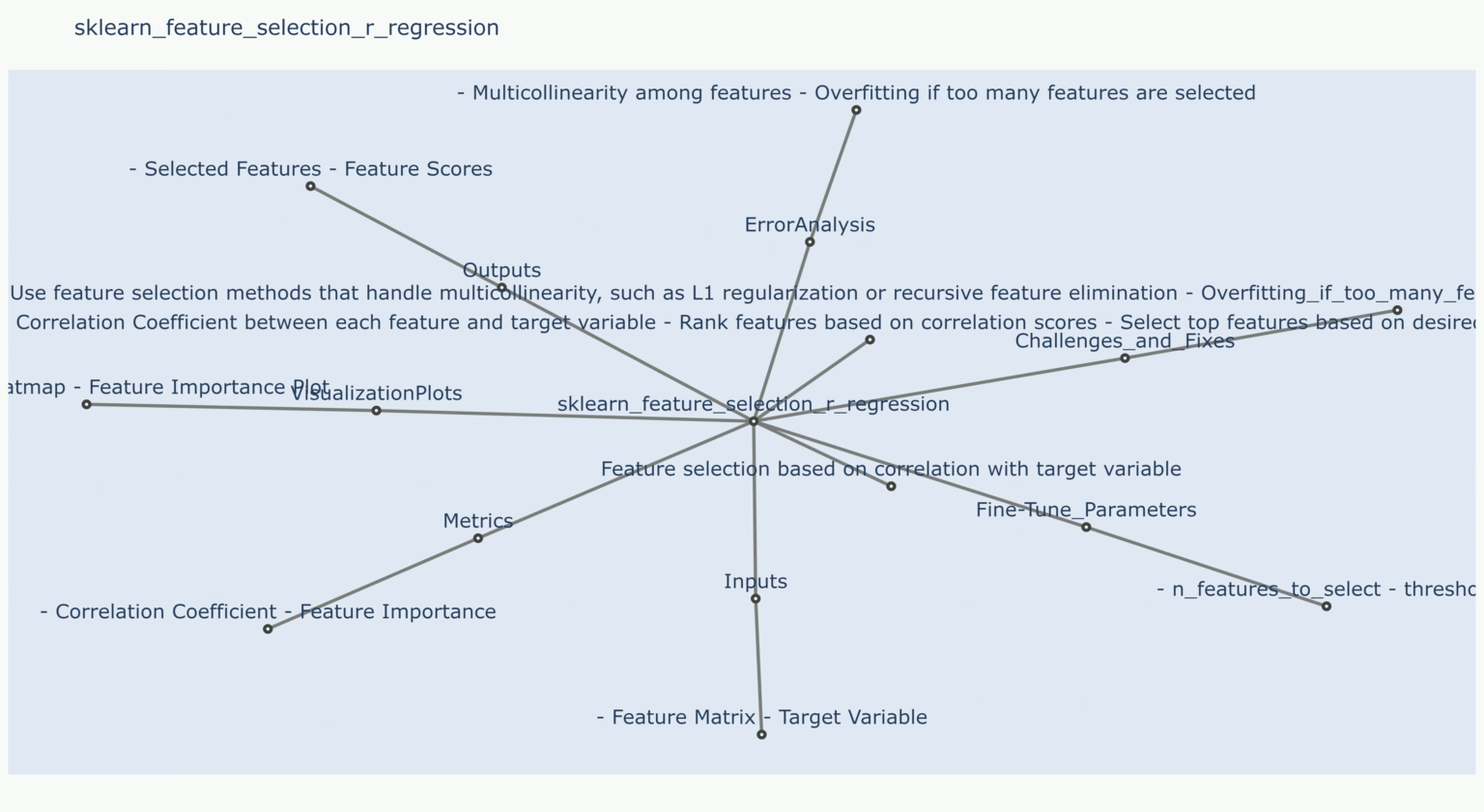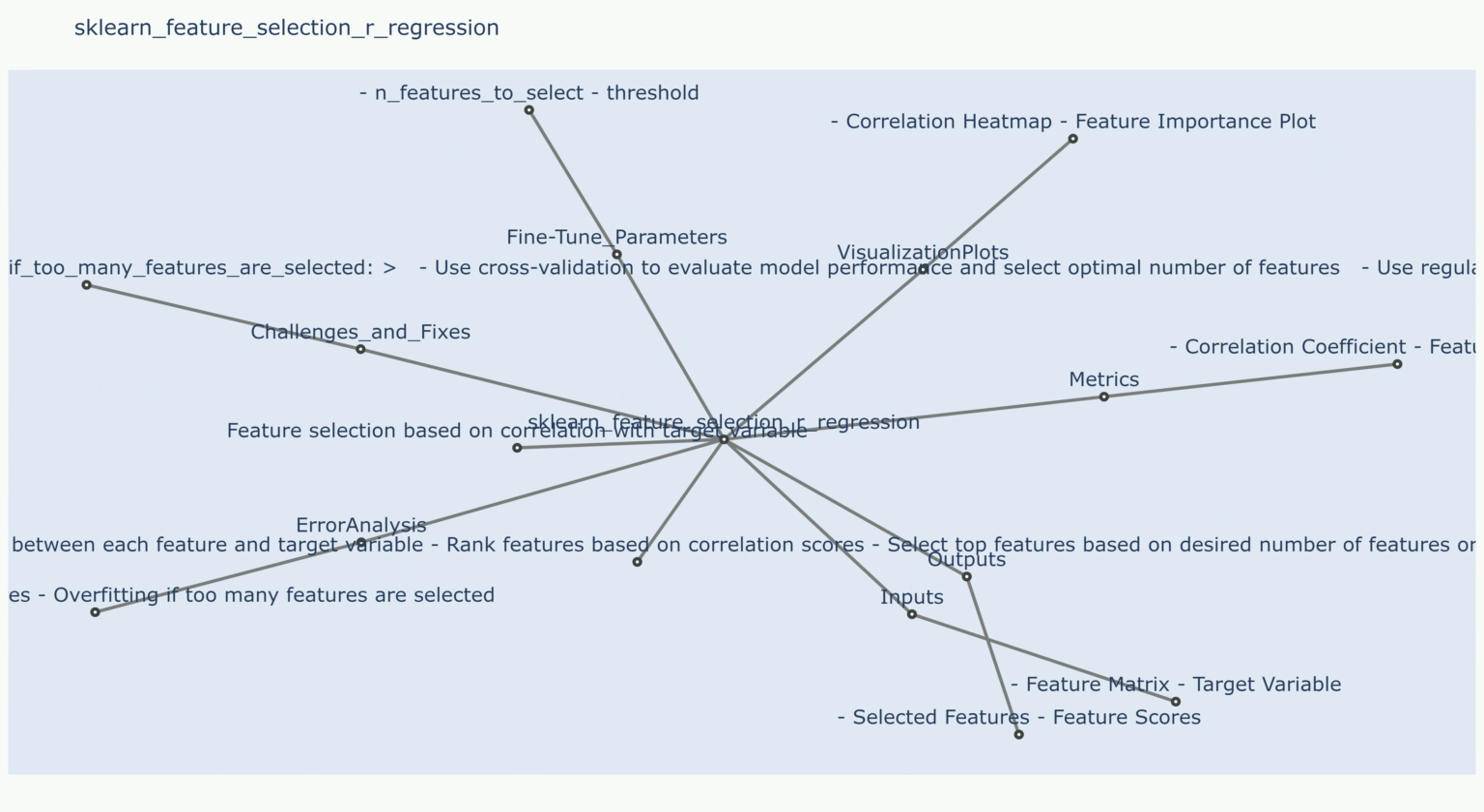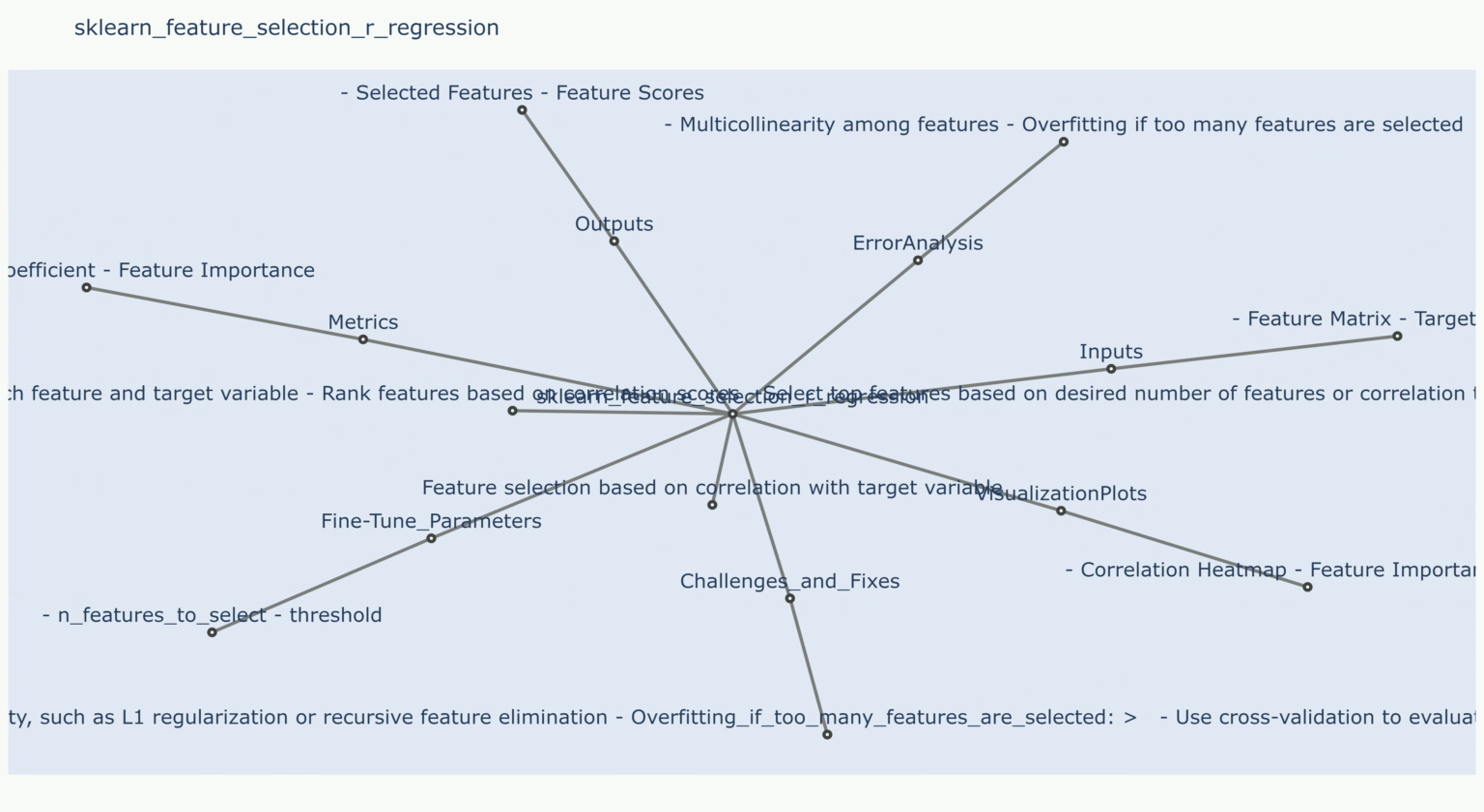A high correlation between a feature and the target variable does not necessarily mean that the feature is a causal factor. Sample use case that resulted in challenge 2: using a feature that is correlated with the target variable, but is not a direct causal factor. For example, ice cream sales and crime rates might be correlated, but neither causes the other.